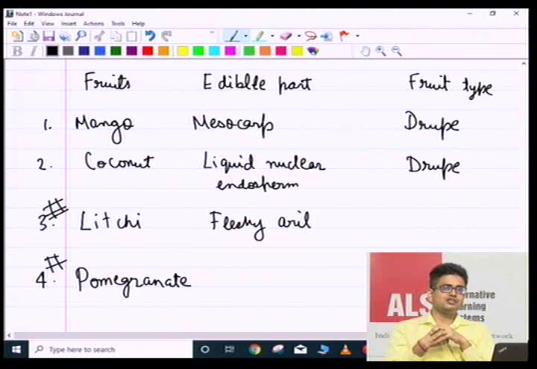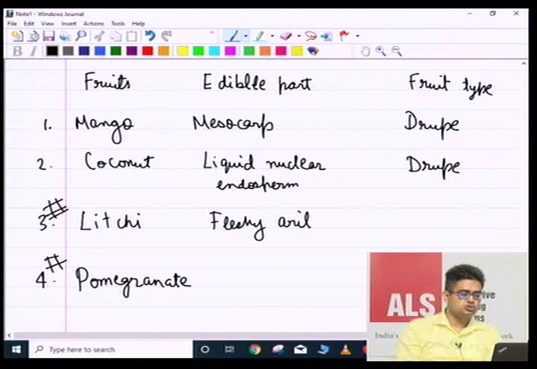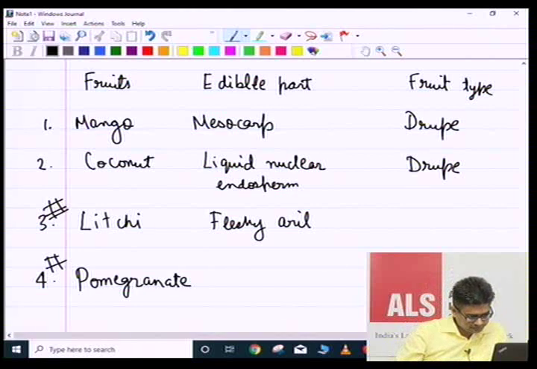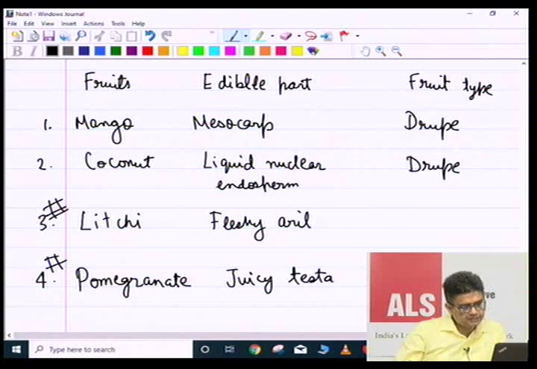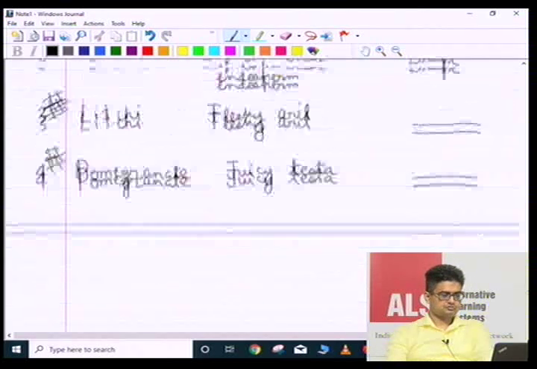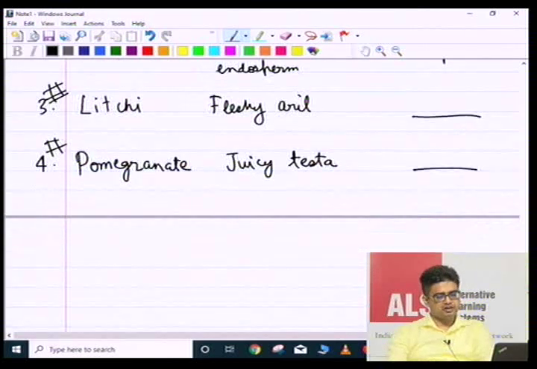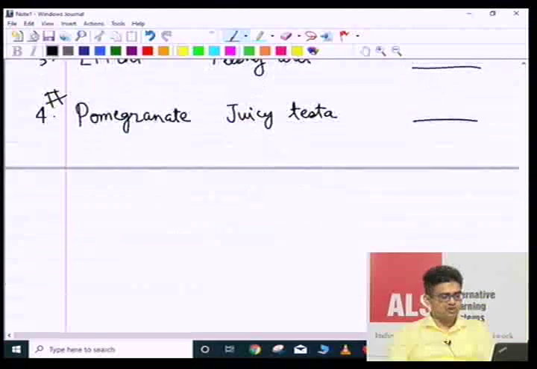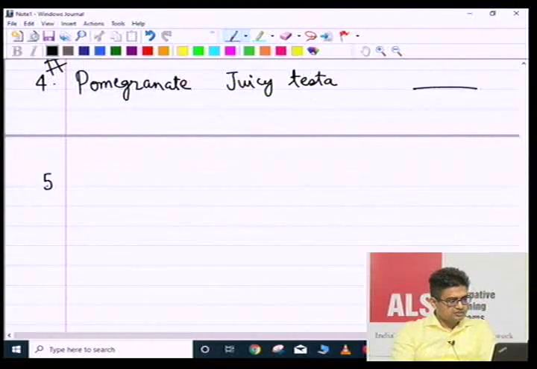That is obvious. But what is the juicy part present outside? What is the juicy part? Okay, nobody? That is the juicy testa. Juicy testa. That is the edible part. Whatever I am leaving here, you will complete by yourself. Lychee is a nut, pomegranate is a balausta, but try to find it by yourself.